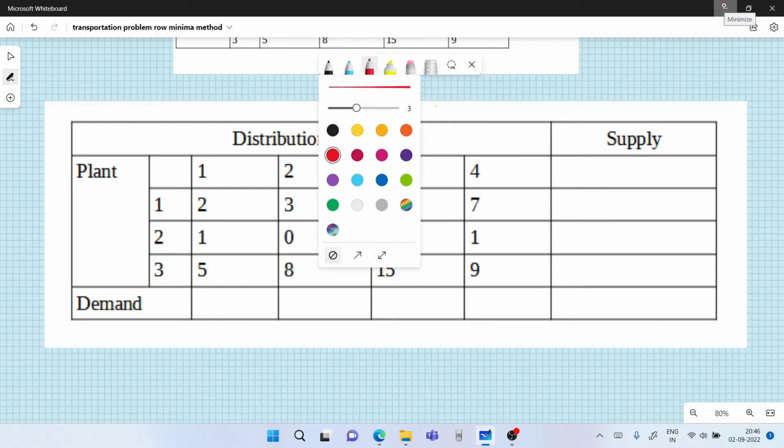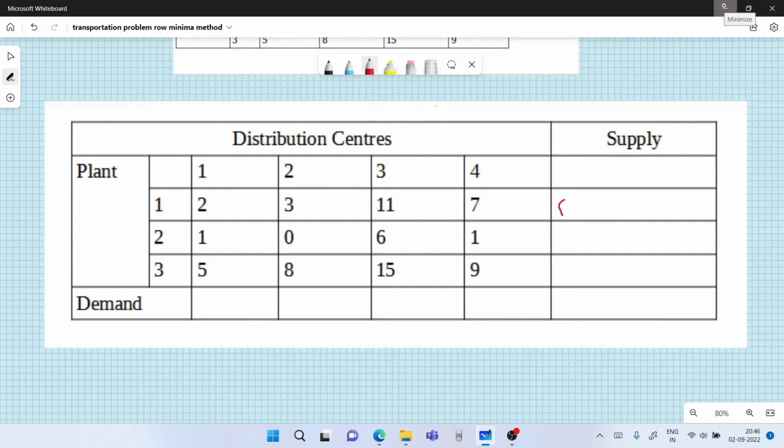Now, the supply from plant number 1 is 6 million liters. The supply from plant number 2 is 1 million liter, and the supply from plant number 3 is 10 million liter. The demand in distribution center number 1 is 7 million liter. The demand in distribution center number 2 is 5 million liter. The demand in distribution center number 3 is 3 million liter, and the demand in distribution center number 4 is 2 million liters.